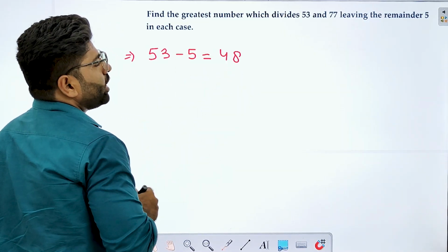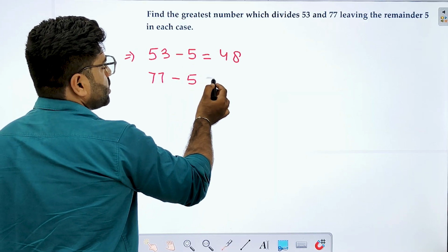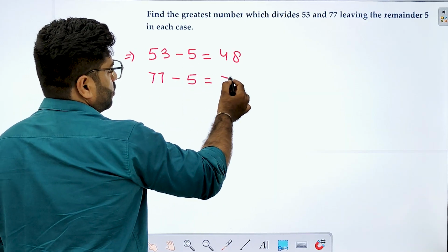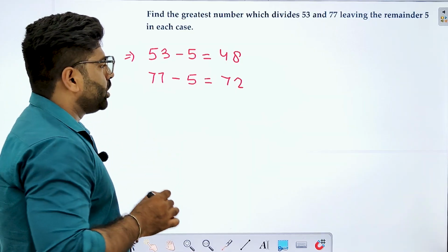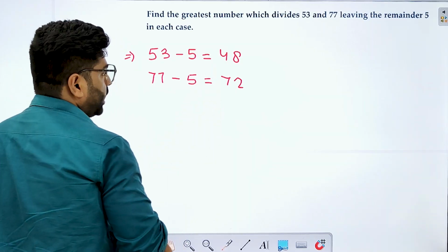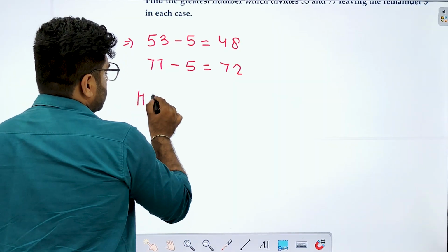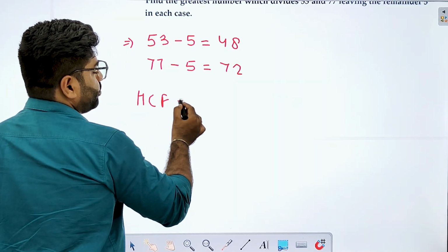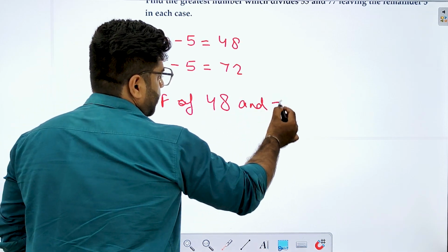Clear? Next we have 77. Again we have to leave a remainder of 5, so after subtracting 5 from 77, we have 72. So we have two numbers, 48 and 72. Now we have to find out the HCF of 48 and 72.